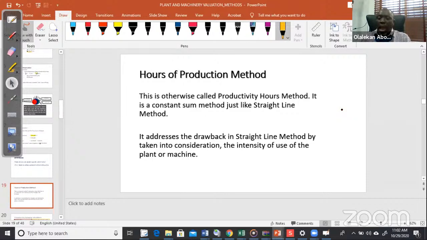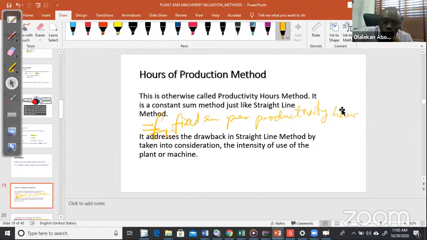Okay. Now, I said what it does is that it charges, please note that, the same amount or fixed sum per productivity hour. Per productivity hour. Okay. If you have been running your machine, it will be reading. This is hours of production. Okay. So now, how do you use it?